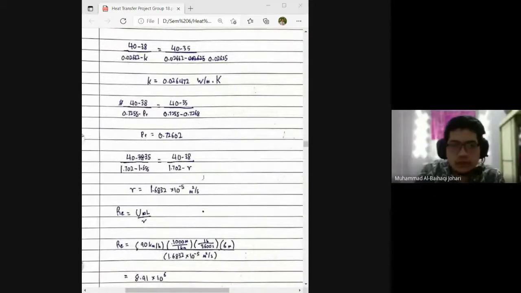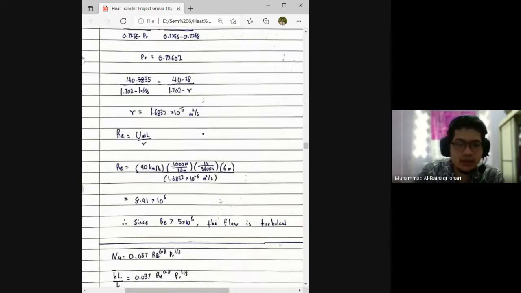Assalamualaikum. Next is the heat analysis. Since the temperature given is 38 degrees Celsius, but the table has no specific value for 38, we need to use interpolation. For the first interpolation, we need to define the value of K, Prandtl number, and the kinematic viscosity. Using the interpolated data, we find the Reynolds number using the following formula, and we get a Reynolds number of 8.91 times 10 to the power of 6.